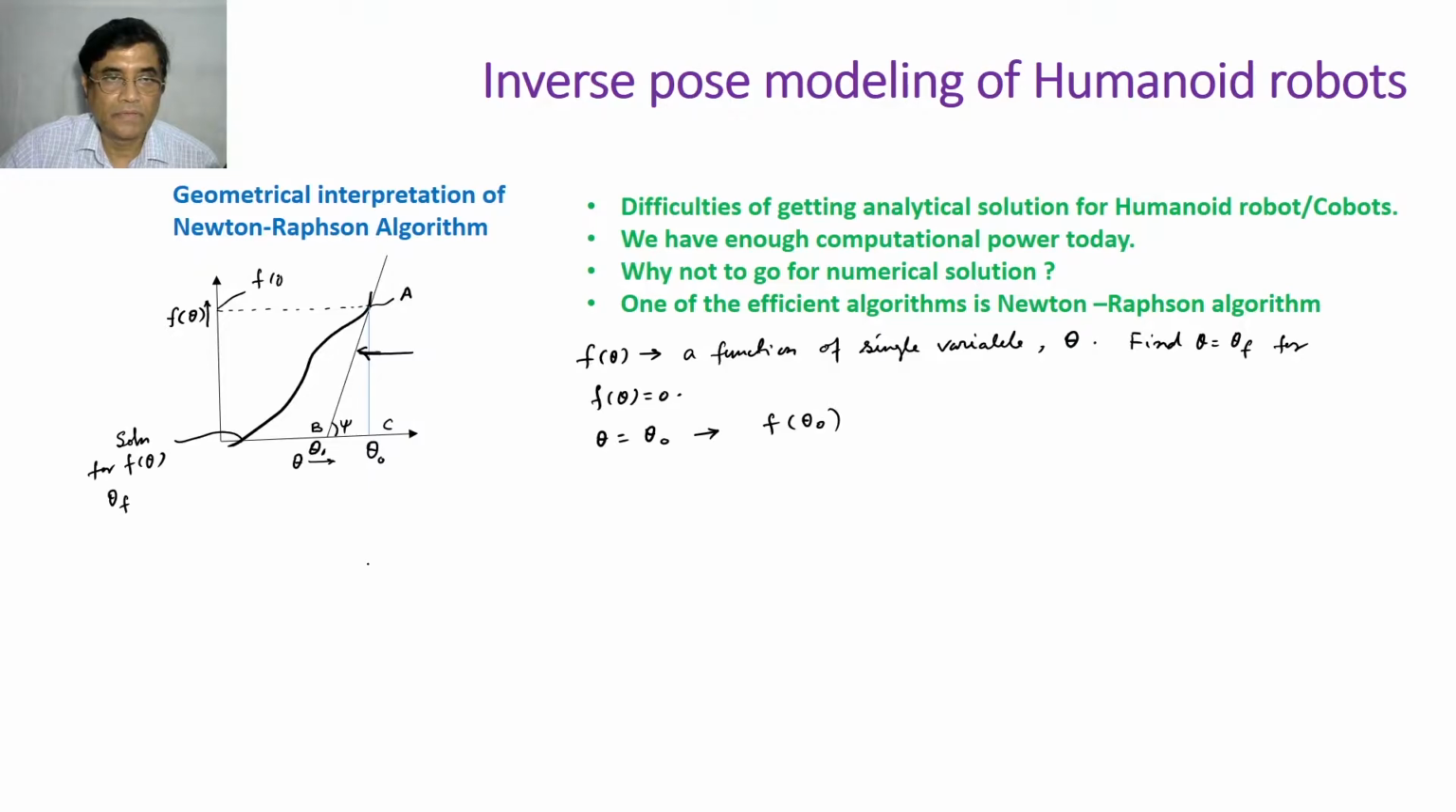F theta 0. So let us try to draw a tangent at this point. And then let us call it tan psi is equal to, say this is C, this is B, AC divided by BC. So let us define BC.